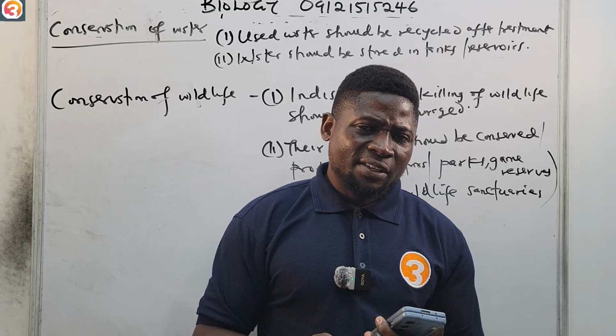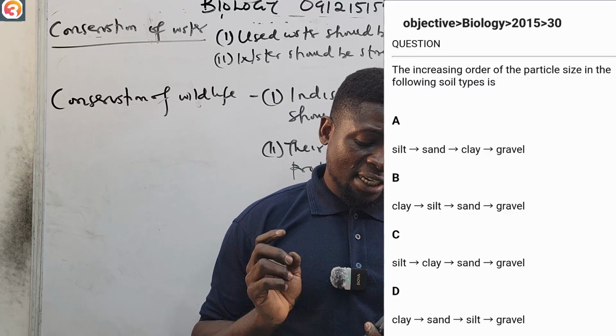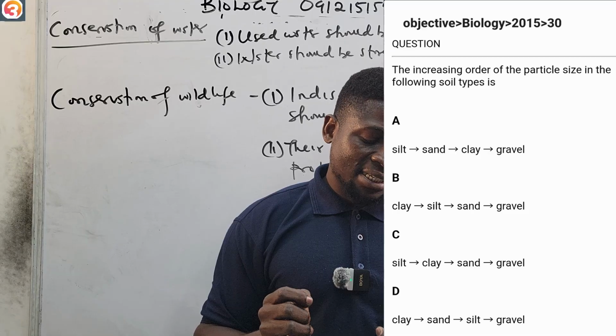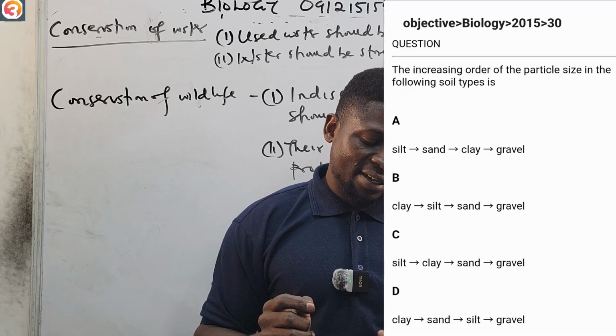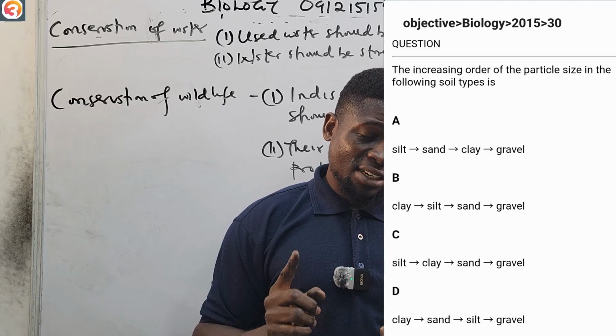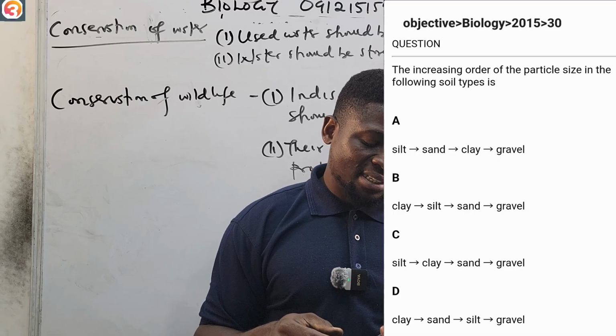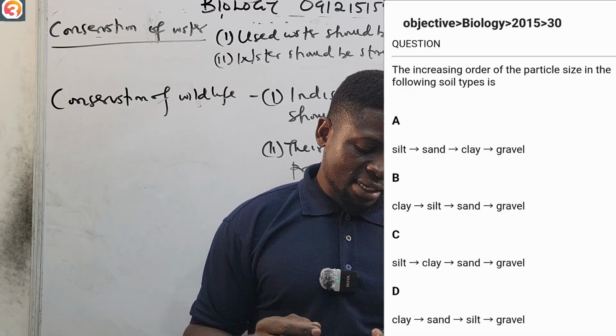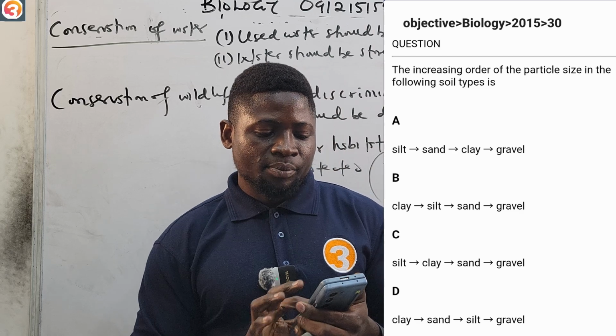Now, 2015 number 30 says the increasing order of the particle size in the following soil types: silt, sand, clay, gravel. You tell me the answer in the comment section. This one is easy. B says clay, silt, sand, gravel. C says silt, clay, sand, gravel. D says clay, sand, silt, gravel.